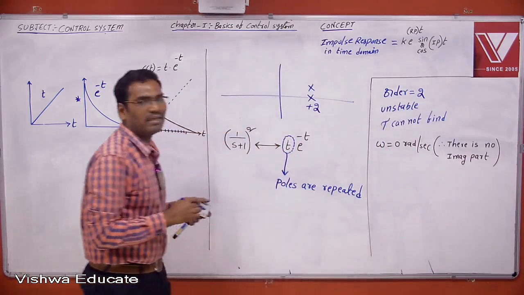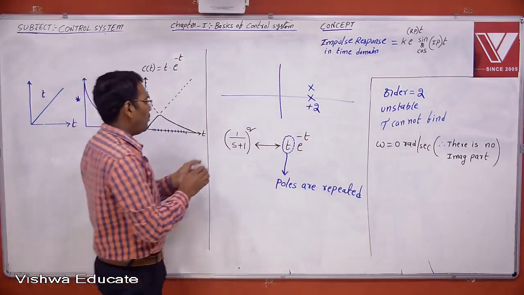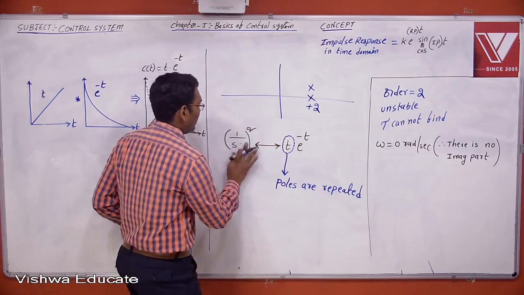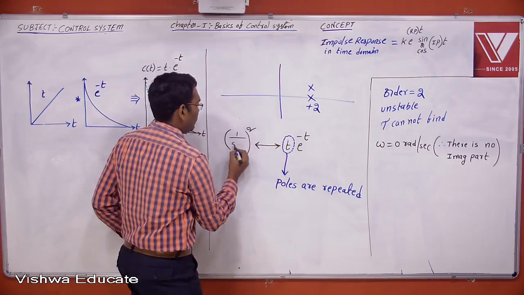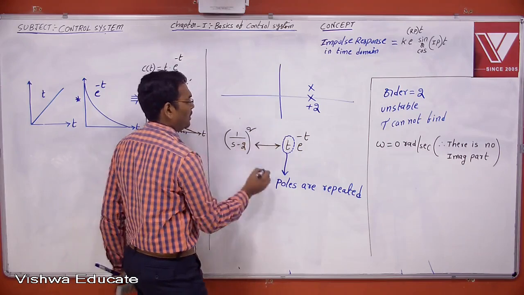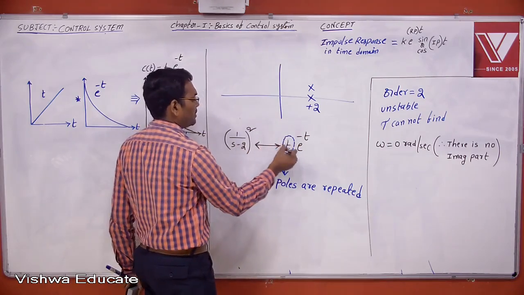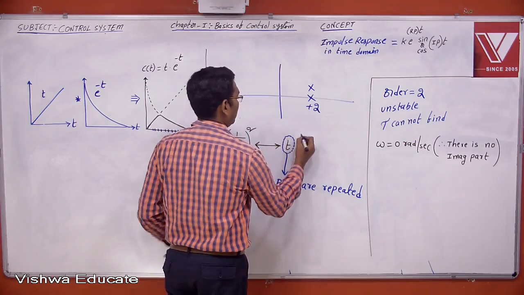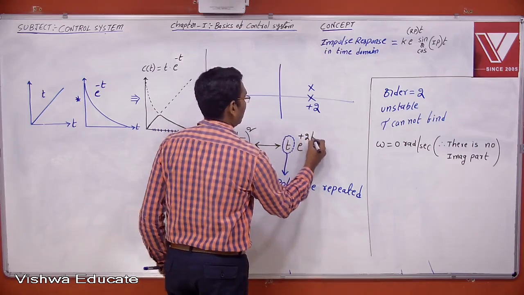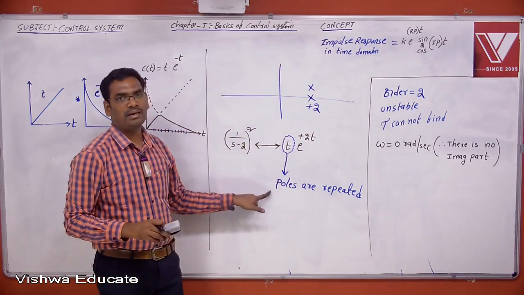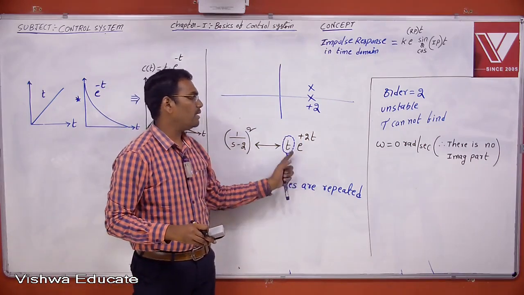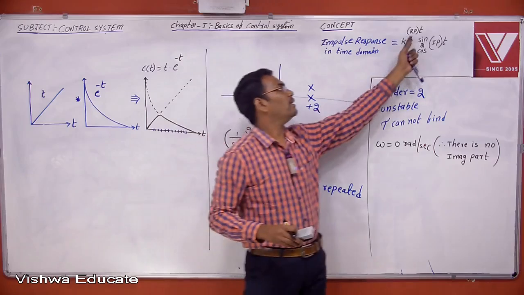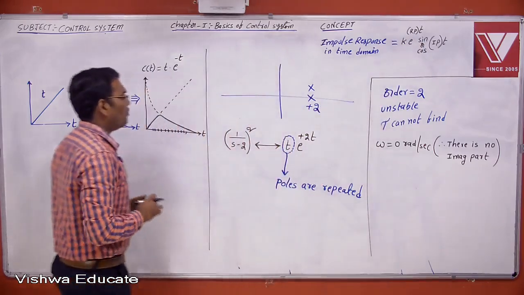Now, the same thing here also. Then 1 by s minus 2 whole square. 1 by s square means repeated, t. E power real part. What is the real part? E power plus 2 into t. That's what I am saying. T means poles are repeated. Where it is repeated, you see the rest by exponential, e power real part. Therefore, what should be the response?